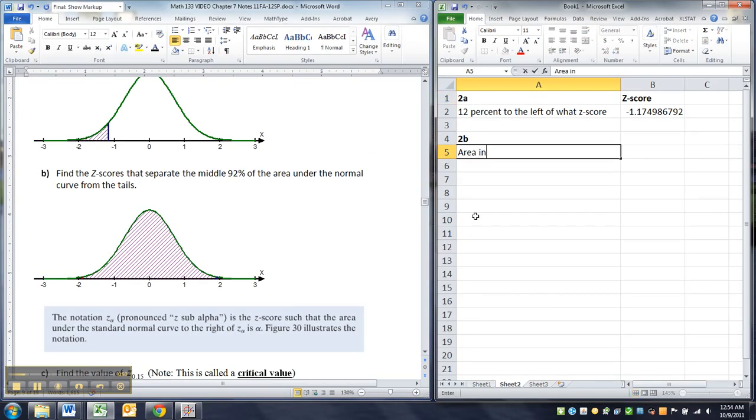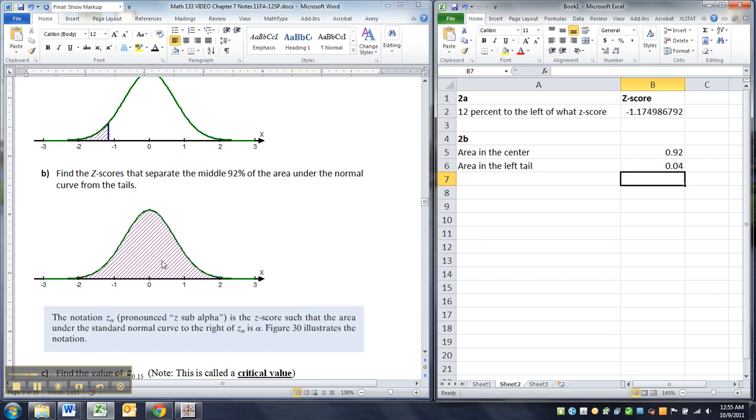What's the area in the left tail? Okay. Actually, let me back it up. What's the area in the center? And then what's the area in the left tail? Let's start with that much. All right, so the area in the center is 0.92, right? So what's the area in the left tail? Well, for starters, it's got to be 1 minus 0.92, parentheses, 1 minus that number. Then you have to divide it by 2 because each tail gets its own.